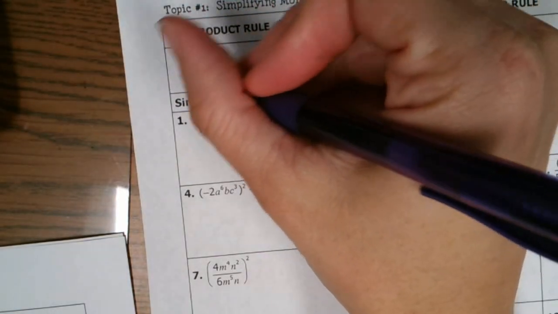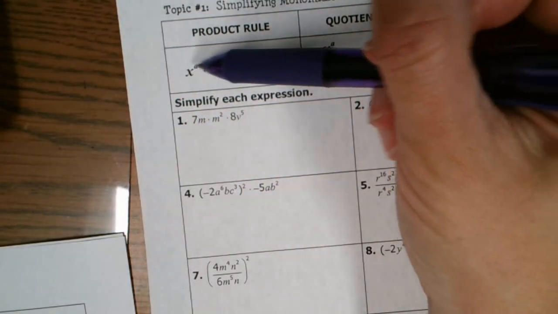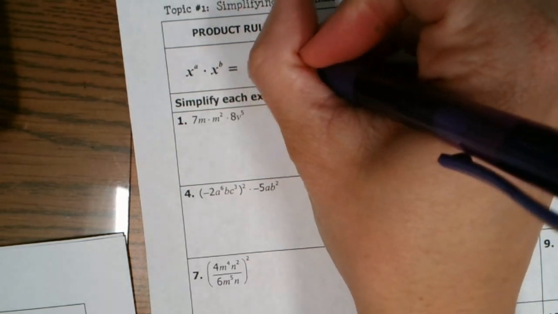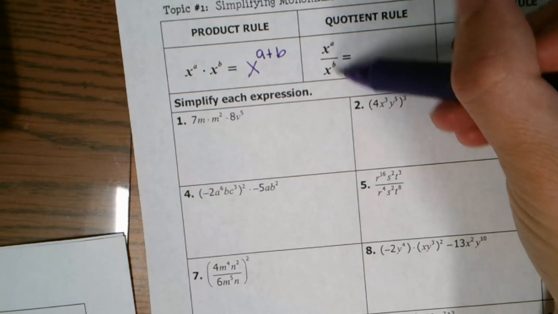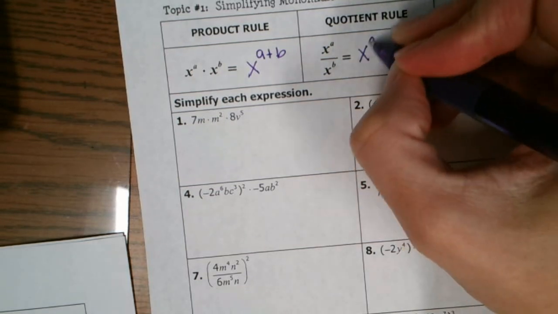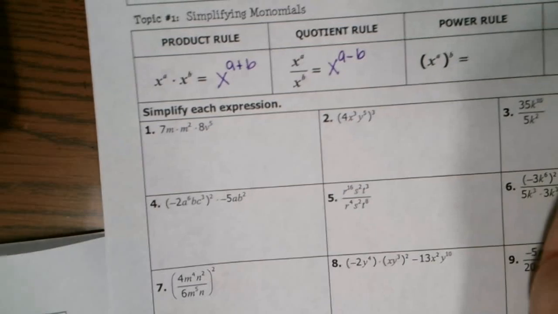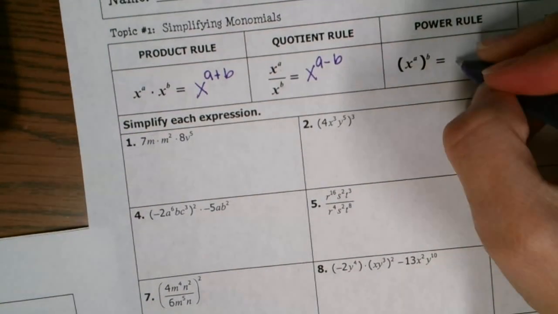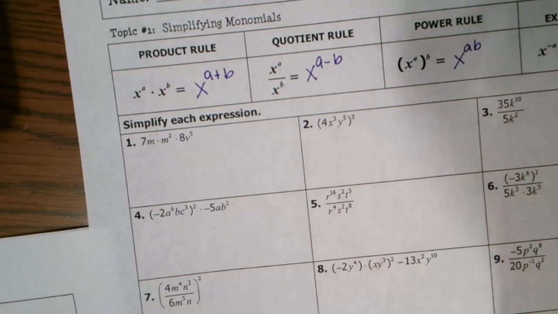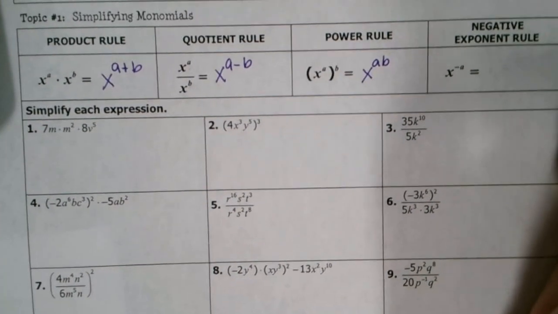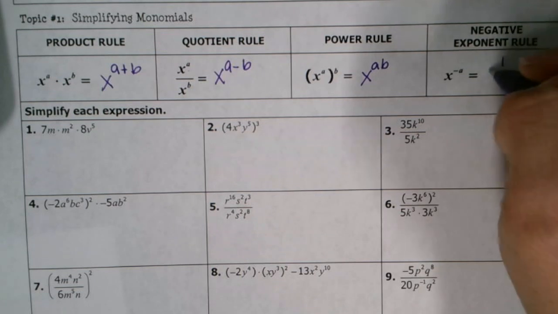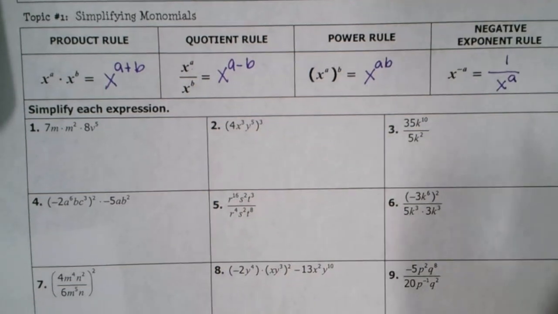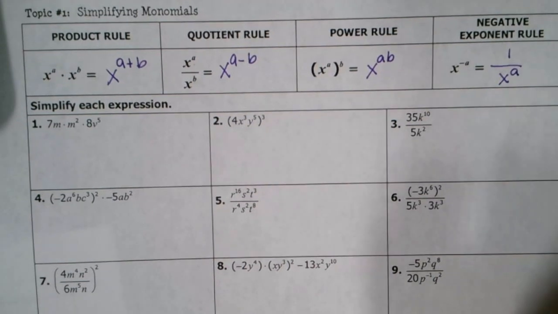Right, our rule when we have the same bases and we're multiplying, we add our exponents. When we have the same bases and we're dividing, we subtract the exponents. When we're raising something to a power, we multiply our exponents. And when we have a negative exponent, it can be rewritten by moving it to the denominator and making the exponent positive.